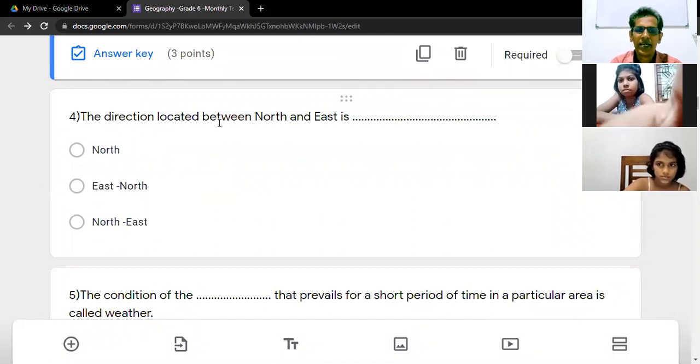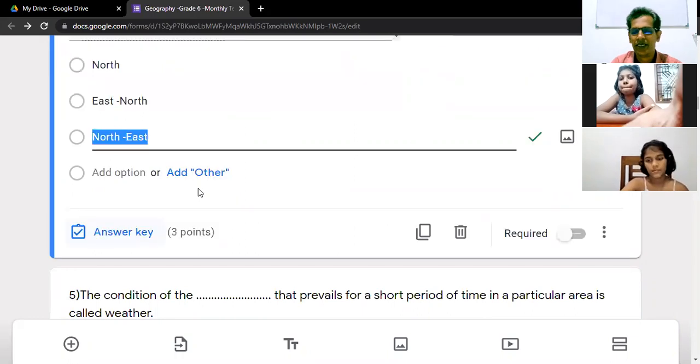The direction located between north and east. North east. Correct. Northeast.